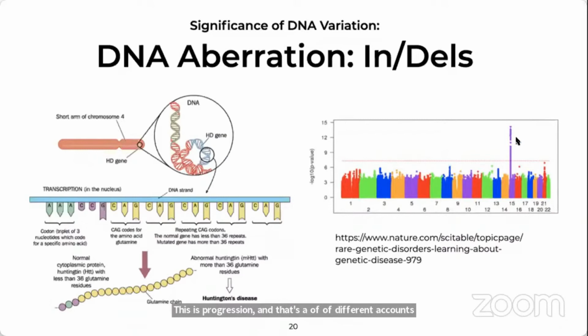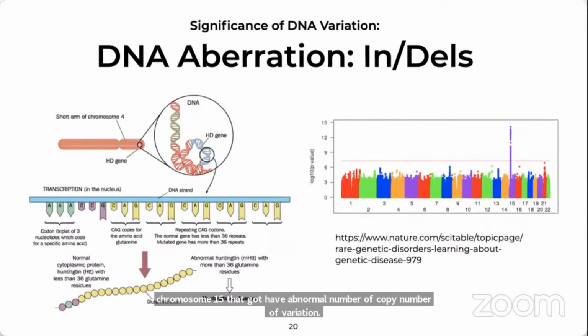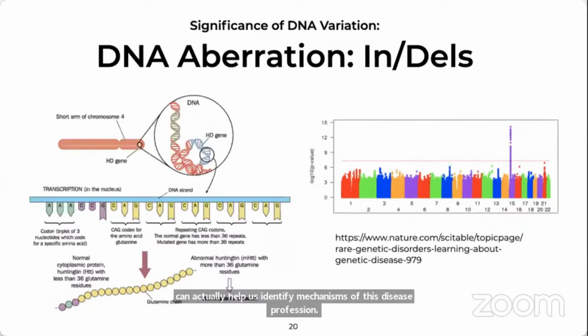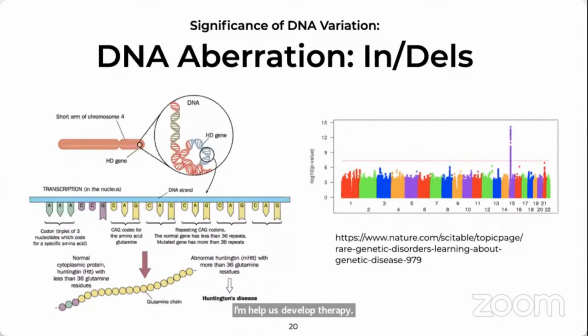And this specific gene in chromosome 15 that has an abnormal copy number variation can actually help us identify mechanisms of disease progression and help us develop therapeutic interventions. So what I was actually trying to say is that chromosome 4 is what is associated with the development of Huntington's disease.